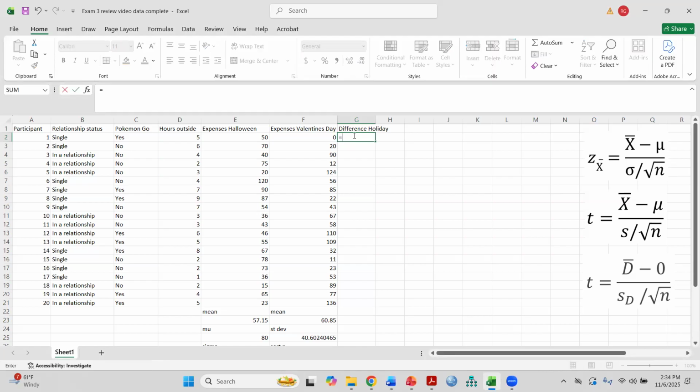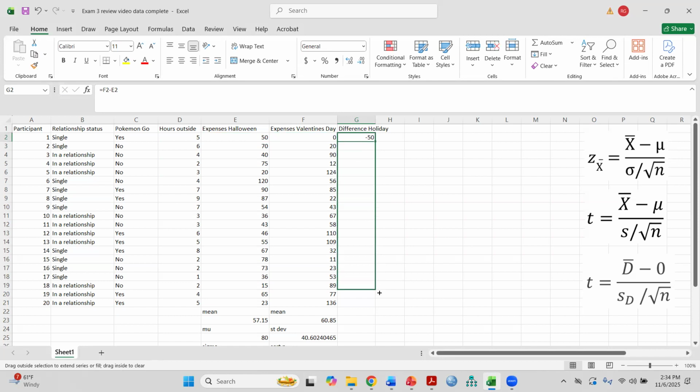So let's go ahead. I'm just going to type in equals this first participant's amount they spend on Valentine's Day, which is none, minus the amount they spent on Halloween. I'm going to hit enter. And then all I have to do is drag this all the way down, right? Just drag that all the way down. And those are all the difference scores for each of our participants.